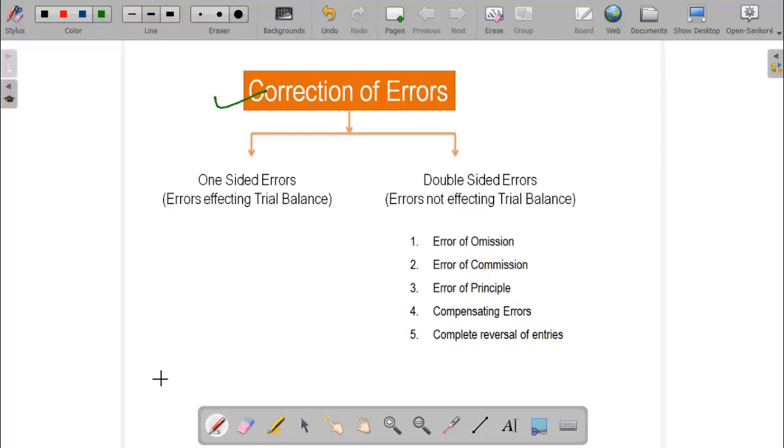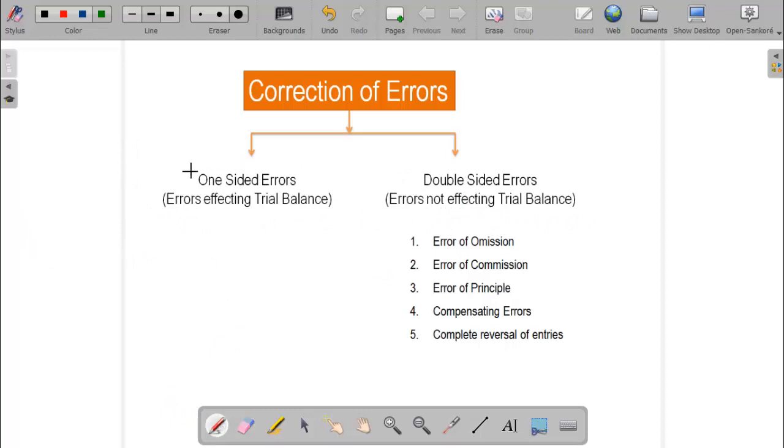But before we discuss this topic, first I will explain to you the types of errors which we find in the books of accounts. Errors are mainly classified in these two categories. The first category is which one? One-sided errors, which is also known as what? Errors affecting trial balance. This is one type of error. And the second type is which one? Double-sided errors, also known as errors not affecting trial balance.